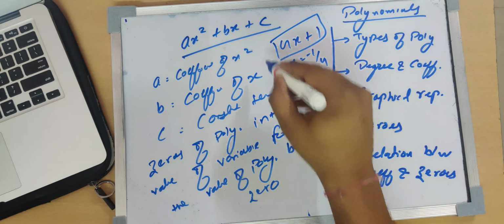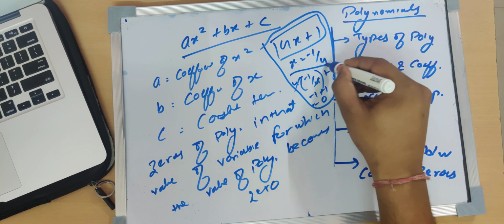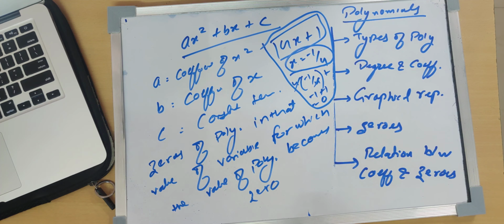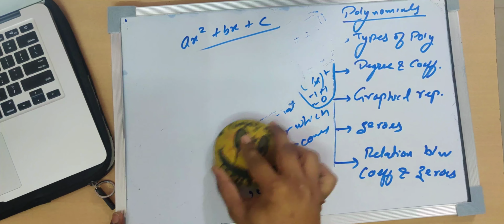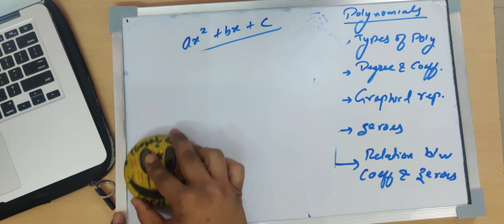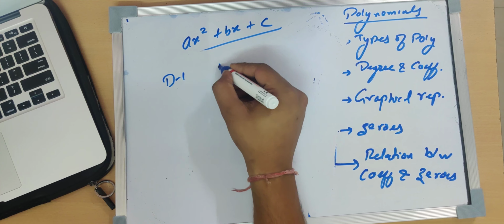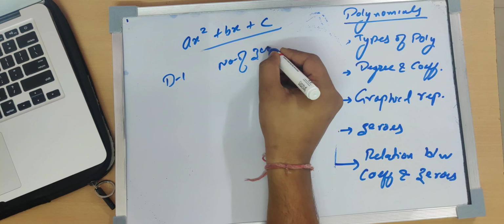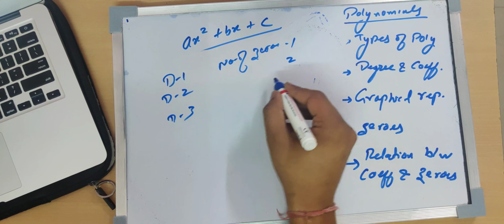So this is the thing, that here x equals minus 1 by 4 is that value for which the polynomial 4x plus 1 becomes 0. So x equals minus 1 by 4 will be called the zero of the polynomial, right? Now here the concept comes that the number of zeros is also dependent on the degree, right? If the polynomial has degree 1, the number of zeros will be 1. If the degree is 2, the number of zeros will be 2. If the degree is 3, the number of zeros is 3.